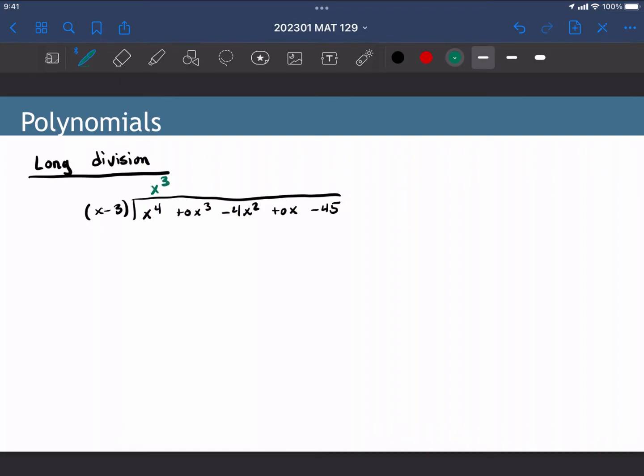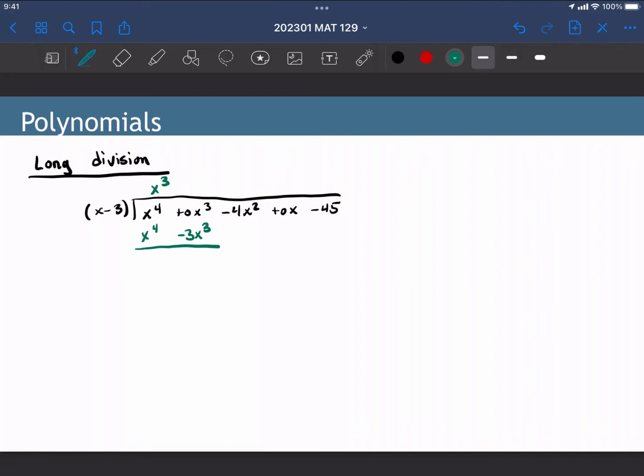So x cubed times x, right? X cubed times x is x to the 4th. X cubed times a negative 3 is a negative 3x cubed, right? And that's why it's good to have the 0x cubed, because then you can line your powers up, right? Now, be careful. Just like in long division, though, what do we do with the thing down there?